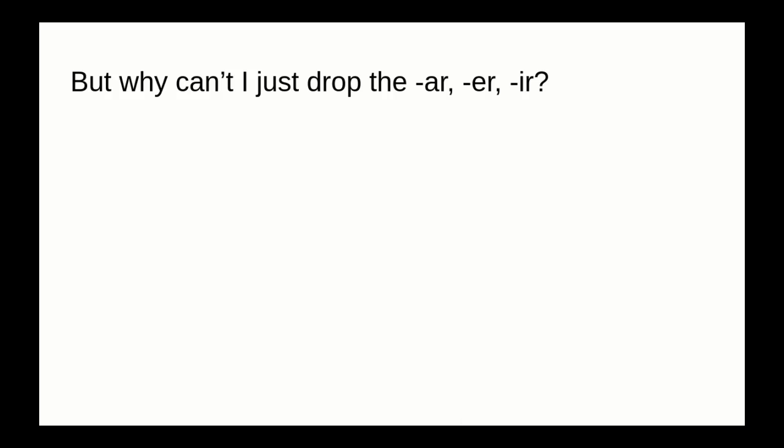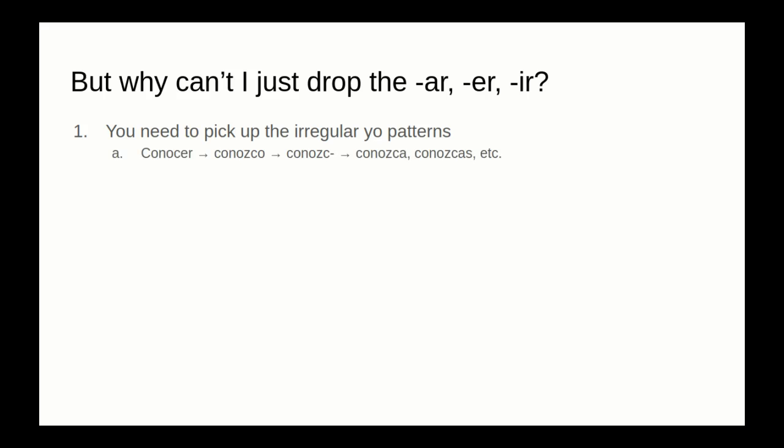Now at this point you may be asking yourself, why can't I just drop the AR, ER, IR ending of the verb, like I normally do, and just switch the endings? Well, we need to pick up some of these irregular yo patterns. And so the verb conocer is a good example. Conocer in the yo form becomes conozco. We drop the o off, and we get conozc. Switch the endings. It's an ER verb. I'm going to use an AR ending. And my subjunctive form will be conozca, conozcas, conozca. Notice I needed to go to the yo form and then keep that form through all of the different endings.